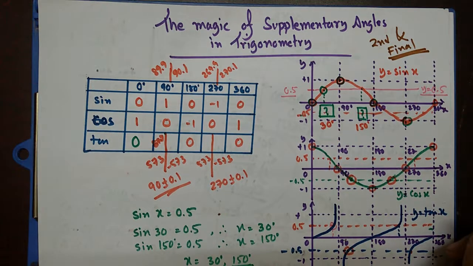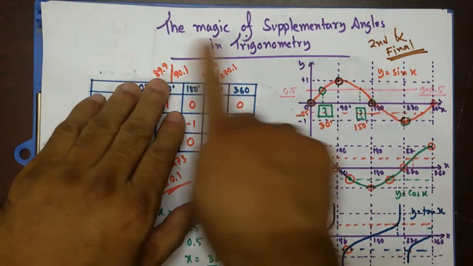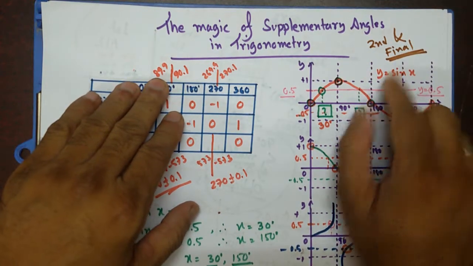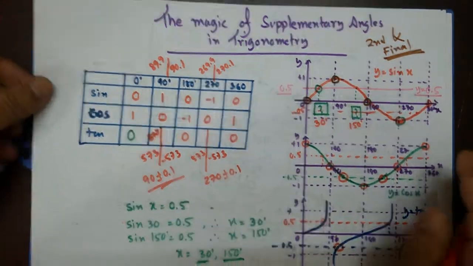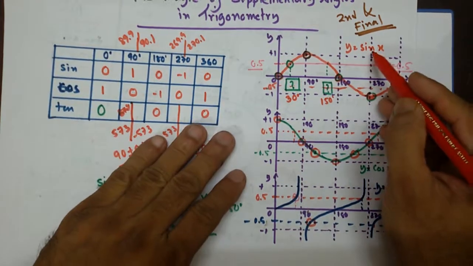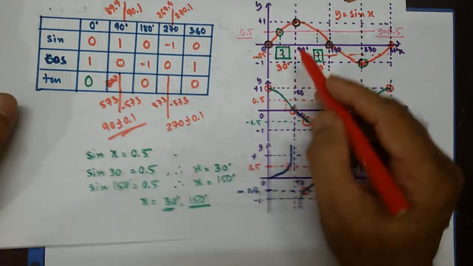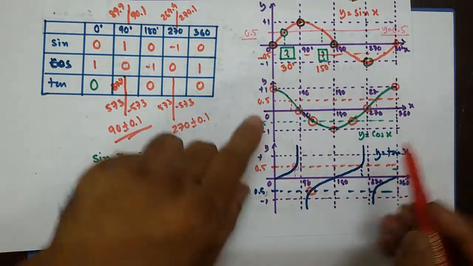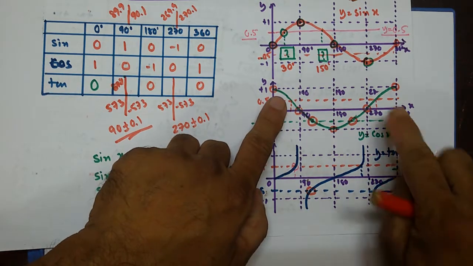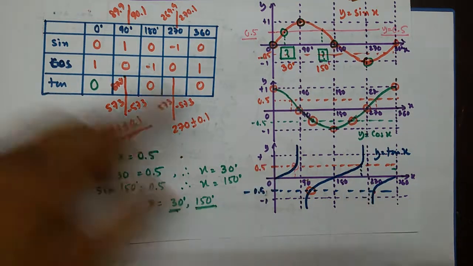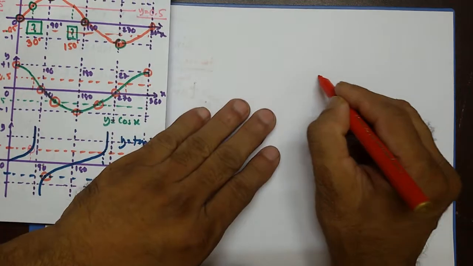Good morning, students. In today's lecture, I'll cover the magic of the supplementary angles in trigonometry, the second and final part of it. In my last video, I showed you this parent graph of sin x, cos x and tan x. And you have seen that sin is positive in the first and second quadrants, cos is positive in the first and fourth quadrants, and tan is positive in the first and third quadrants. And we did something like this.